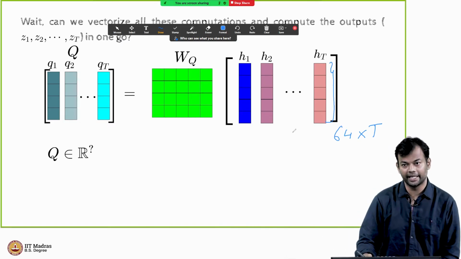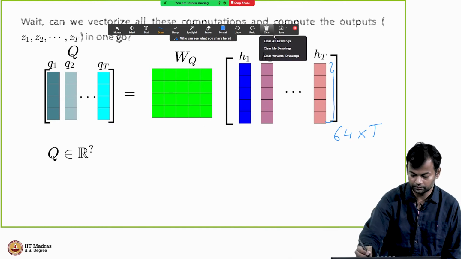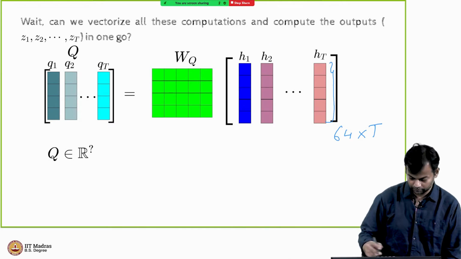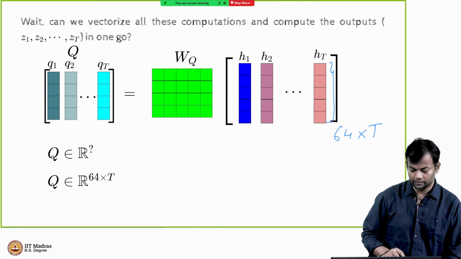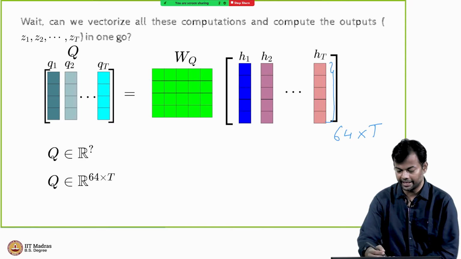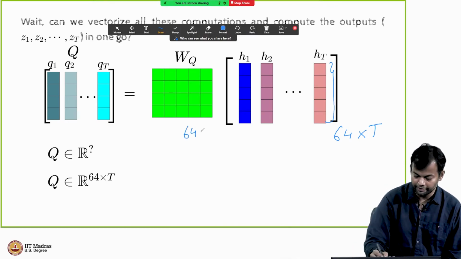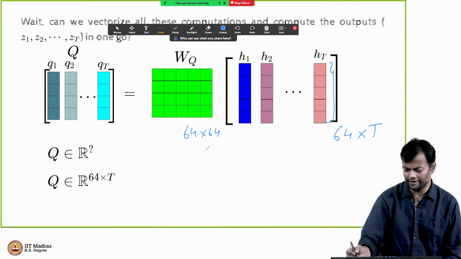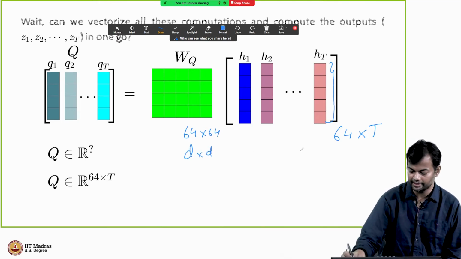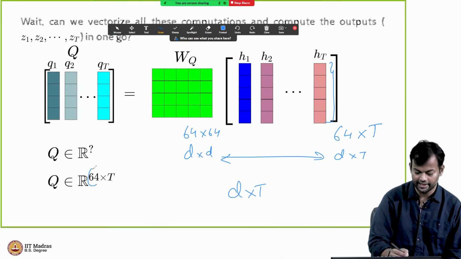Now this would say get multiplied by a 64 cross 64 matrix, right? So you could have just thought of this as D cross D and this as D cross T. So these two matrices multiply and I get a D cross T output. In my case, I have just taken D as 64, right?